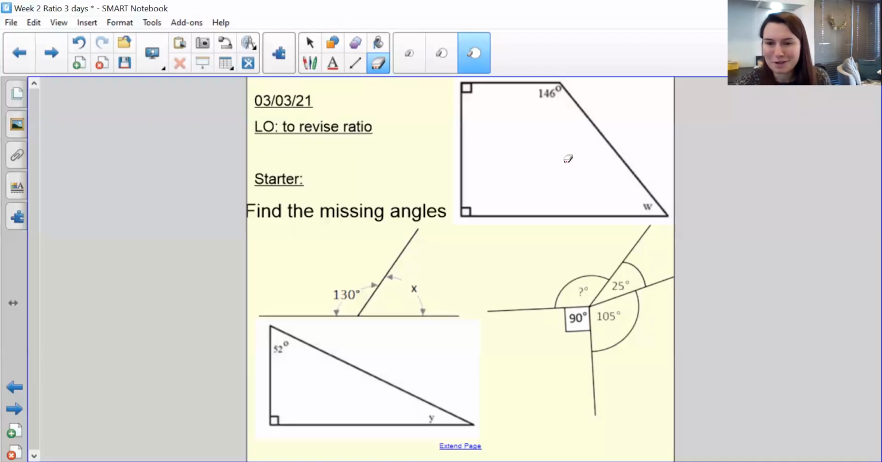Good morning, Year 6, and welcome to the final lesson of Ratio. It's the 3rd of March today, and today is going to be all about answering some questions that bring together all of our knowledge that we have learned about ratio over the last week and a half.